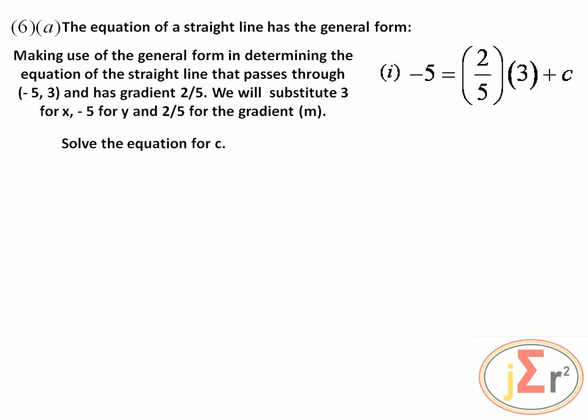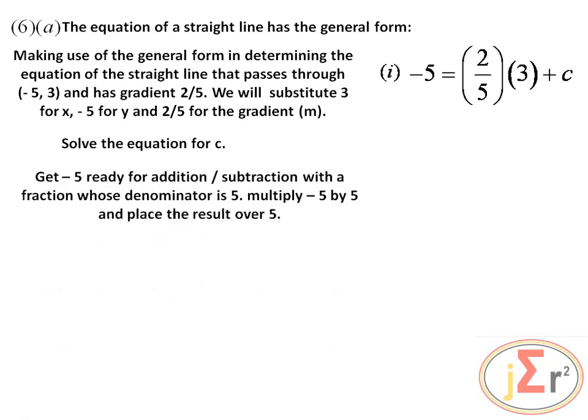Solve the equation for c. We need to find the value of the constant c. y is equal to mx plus c. c is the only unknown. We need to know it in order to determine the equation of the straight line. Get -5 ready for addition or subtraction with a fraction whose denominator is 5. What will we do? Multiply -5 by 5 and place the result over 5. We will discuss that a little bit more.